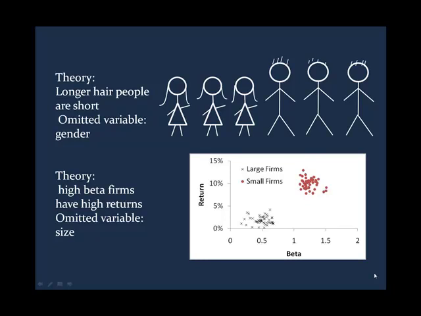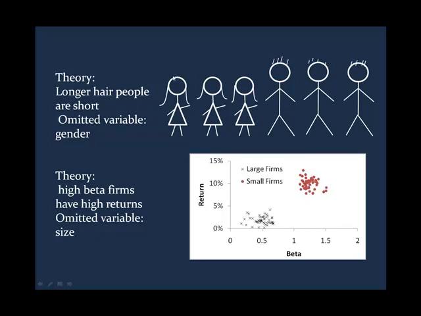The early work that found a relationship between beta and returns was actually due to an omitted variables bias. For example, take the theory that longer-haired people are shorter than short-haired people. Okay, you might look at people and say, oh, that's true. These people have longer hair and they're shorter than these people here. But hey, what's the omitted variable? Gender. I mean, these girls have longer hair than these boys.